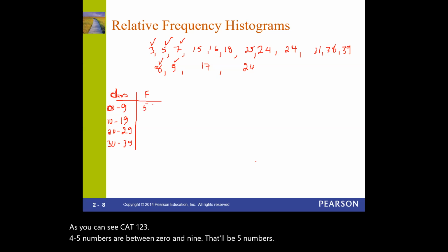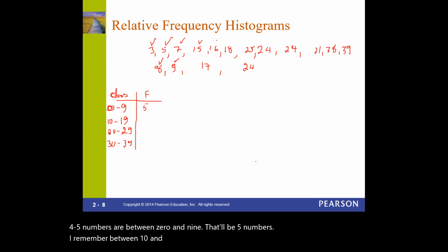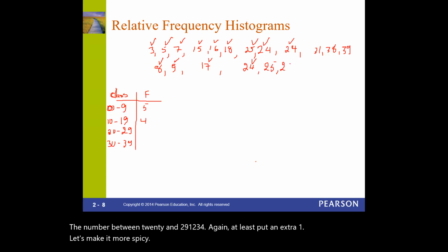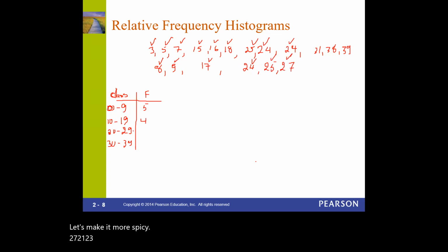How many numbers between 10 and 19? We got 1, 2, 3, 4 numbers between 10 and 19. And then how many numbers between 20 and 29? 1, 2, 3, 4 again. Let's put an extra one to make it more spicy. Let's put 27 too. 1, 2, 3, 4, 5, 6. That's 6 numbers between 20 and 29.